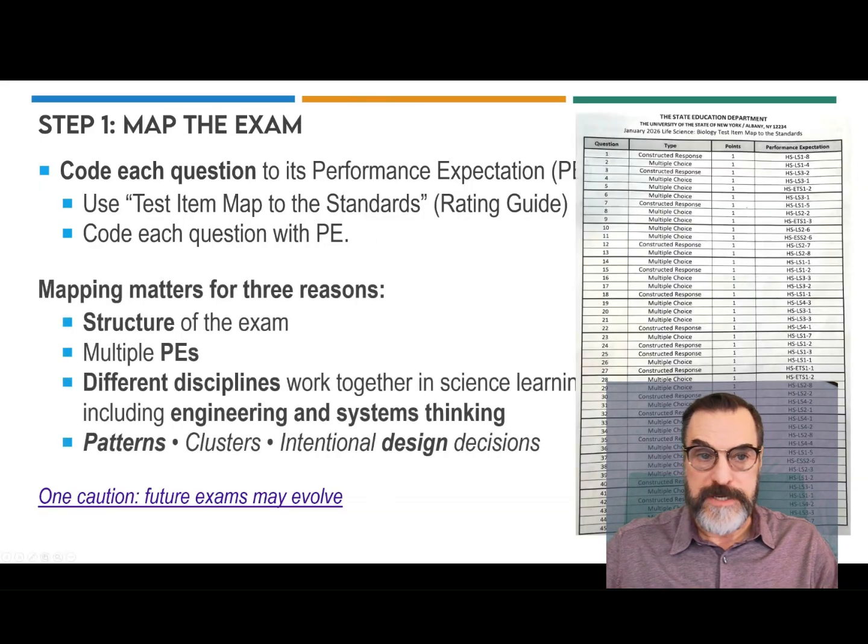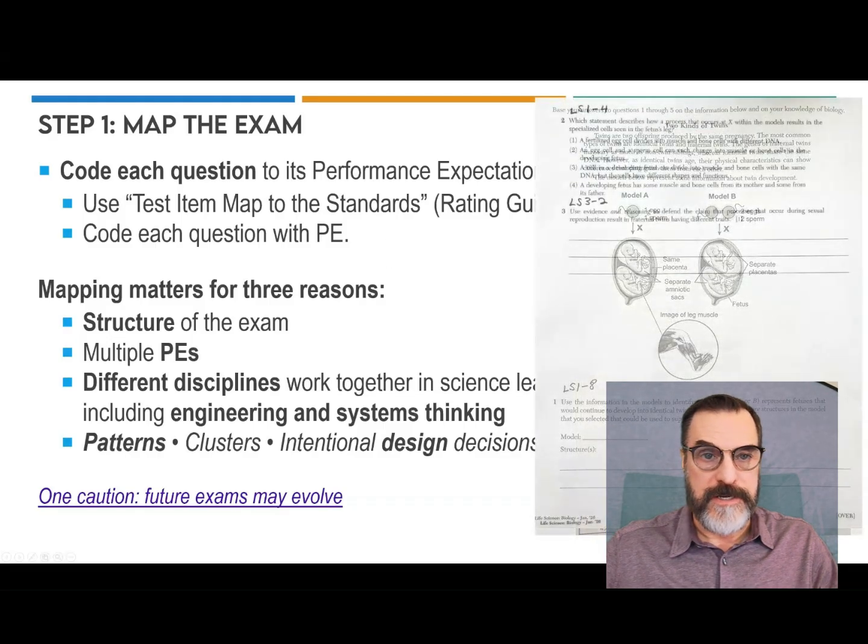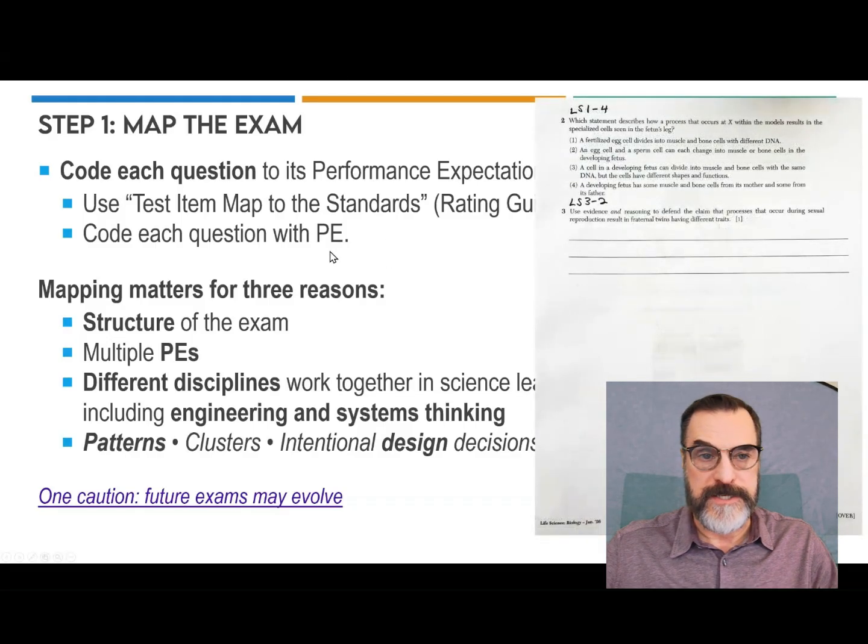Mapping matters for 3 reasons. First, it reveals the structure of the exam, and second, it shows how multiple performance expectations are clustered together, which can be useful in your own unit design in your classroom. And third, it highlights how different disciplines work together in science learning, including engineering and systems thinking. Remember that the ETS standards are embedded in item clusters. One caution is just because we're following this pattern right now, that might be different in the future. Just keep an eye on what's happening at State Ed. This is how I coded a cluster here, which we'll go on to in a little bit further detail soon.